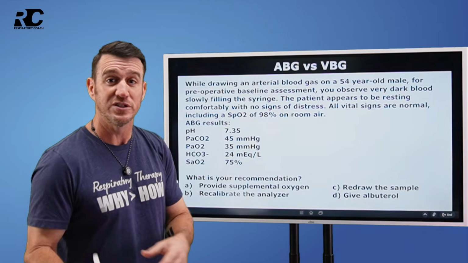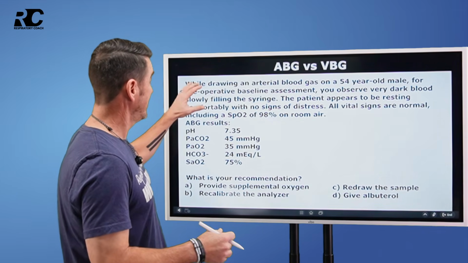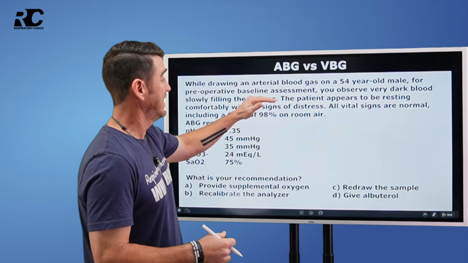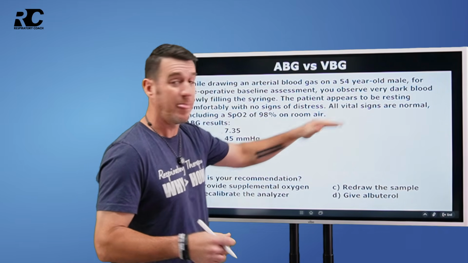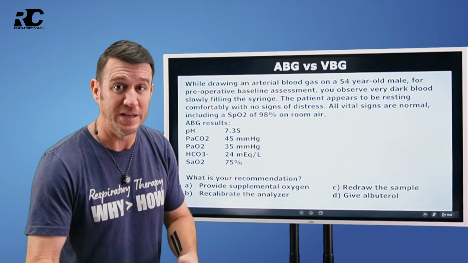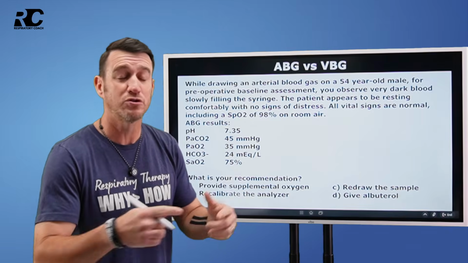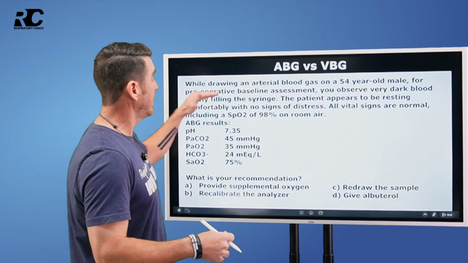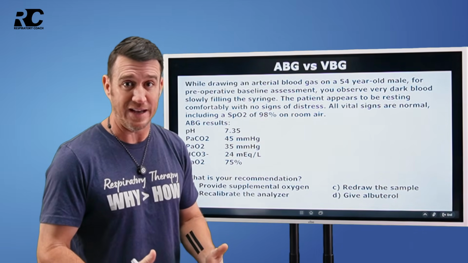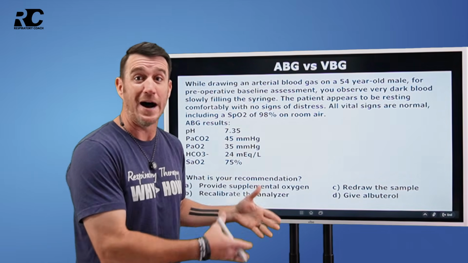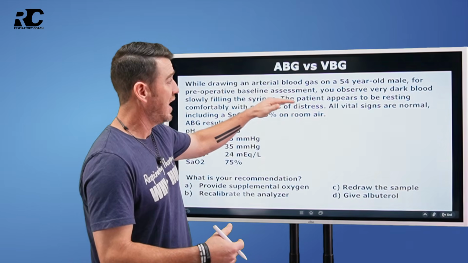Well, what you have to do is go back and connect the dots. When we go back to the stem of the question, we say, okay, what's happening here? This is an ABG draw for a 54-year-old male. Why are we doing the ABG? Because he's in distress? Because we suspect hypoxemia? No, we're drawing an arterial blood gas for preoperative baseline assessment. So we're getting a baseline blood gas prior to an operation or some type of surgical procedure. That's what we have going on here.